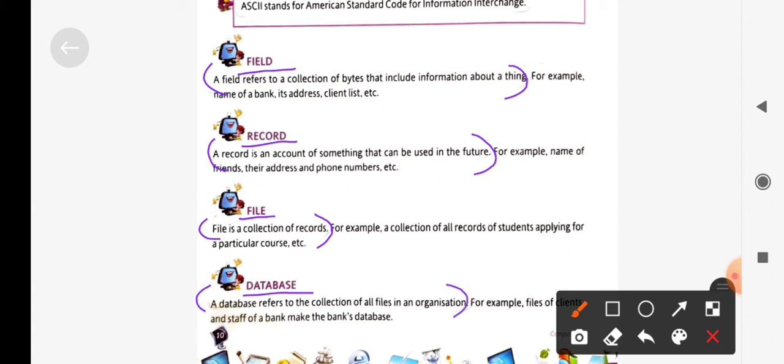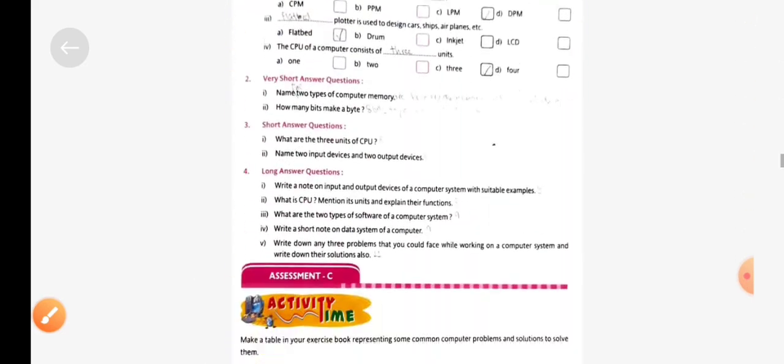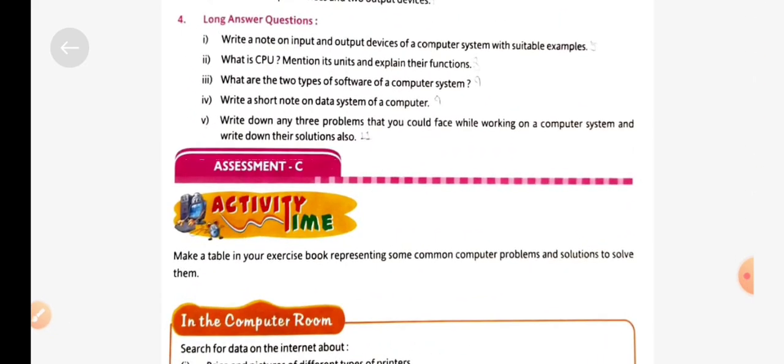So everything you have to write down in this long answer question. Now all these fields, records, file, database, it is better to write down these headings with the black pen. It is always preferable. So this is your complete long answer. Now see the next one. We have the fifth question.